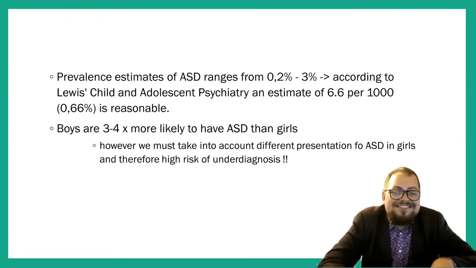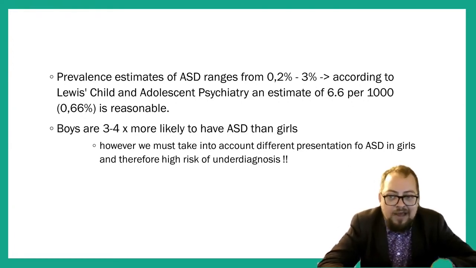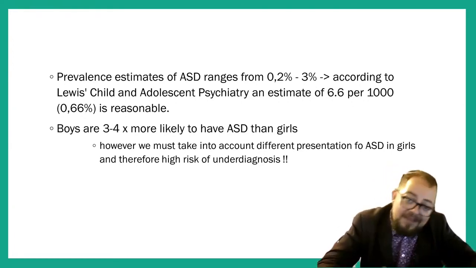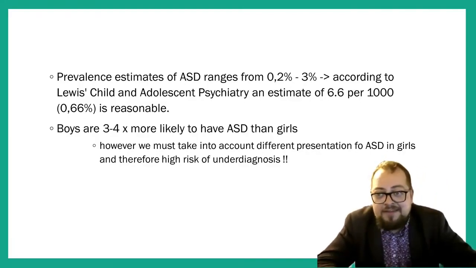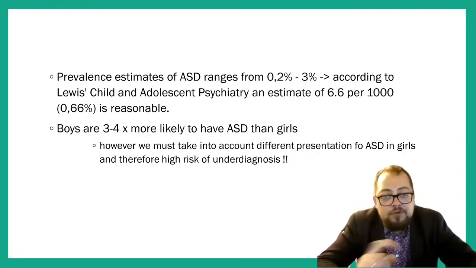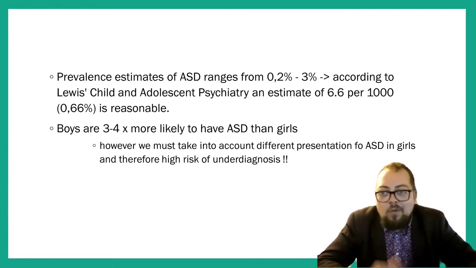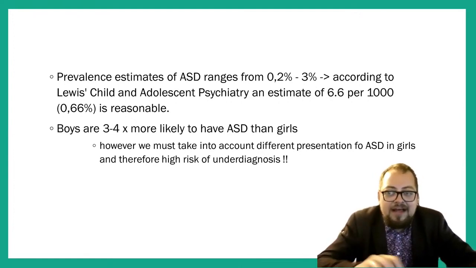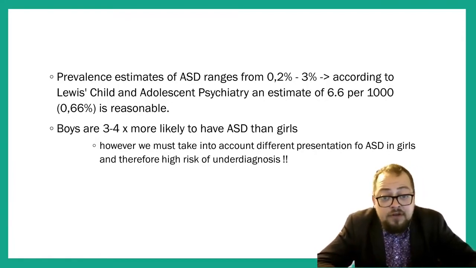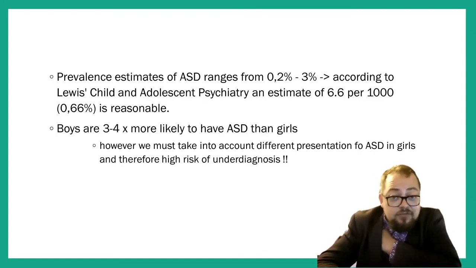However, this rate is still lower than the real prevalence. Why? Because we're still underestimating the number of females with ASD. A few years ago, the most common ratio of ASD boys to ASD girls was 10 to 1. And at the moment, it is estimated to be 3 to 1. And maybe in a few years, we'll see the prevalence rate of 1 to 1.